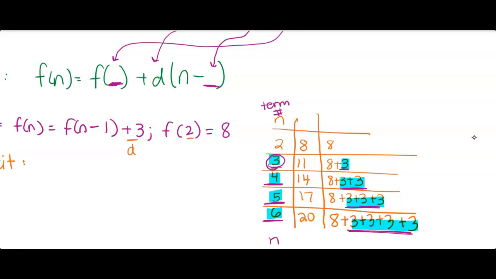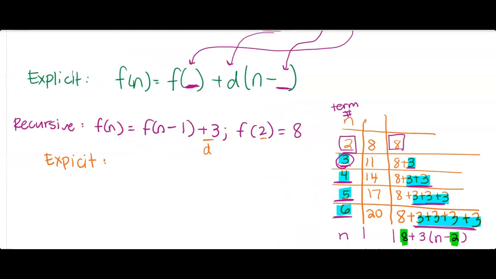So to write the nth term, it would be 8 plus 3 times n minus 2, which was the term number I had. You see that connection: 8 is the term that I'm starting with, and it's the second term. So when I want to write my explicit, I start at f of n, write the term that we have, say what we're doing, we're adding 3, and then we're going to do it n minus 2 times because we're starting at the second term.